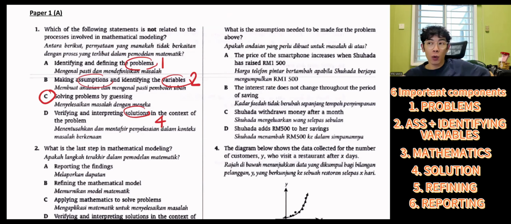Okay, tell me in the chat, what is the 5th one? Just tell me the keyword, can we do that? You don't have to type the whole sentence to me. I want keywords. What's the 5th one? Very good, refining. And finally, the last one, the 6th. Yes, reporting.